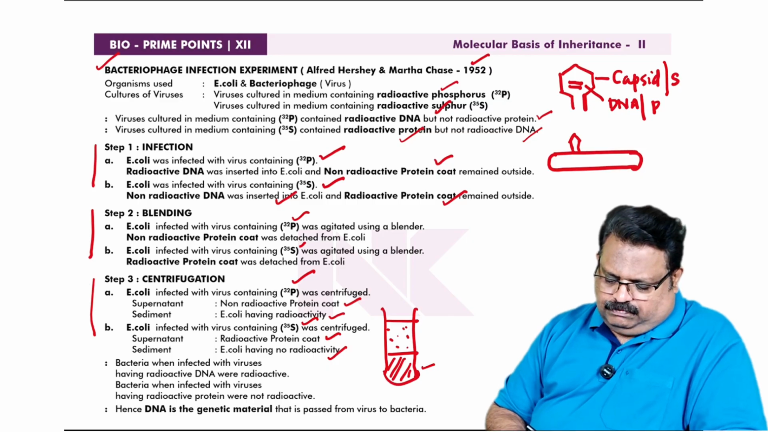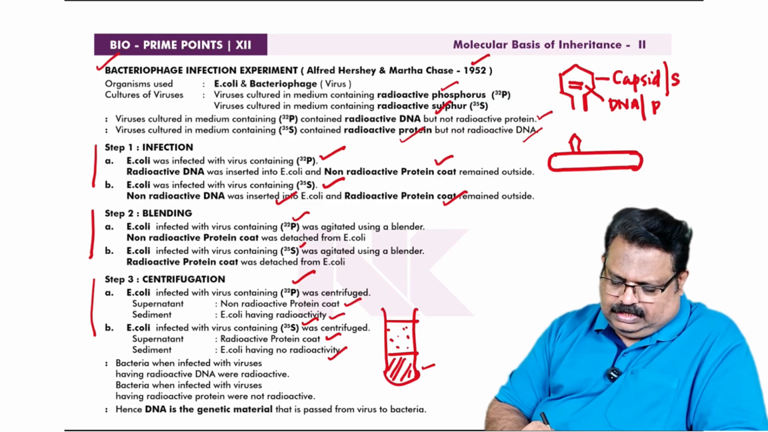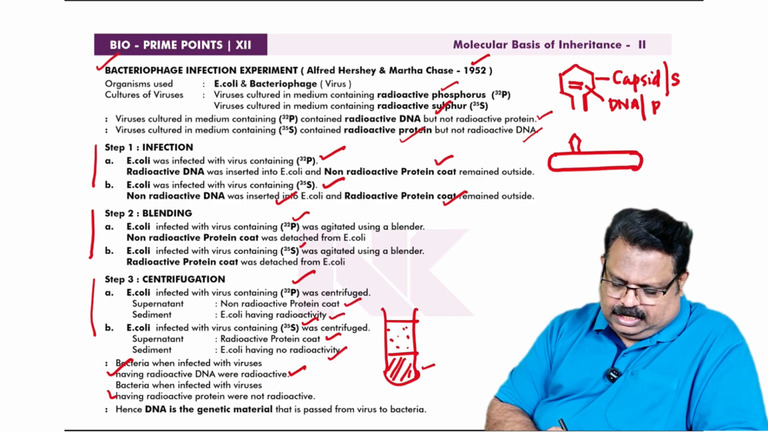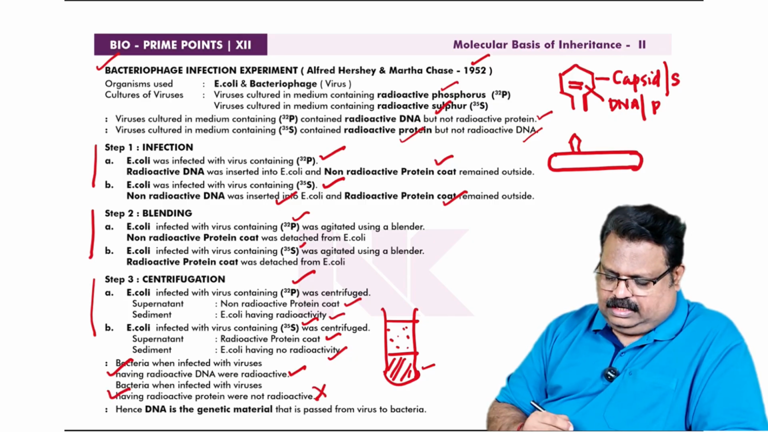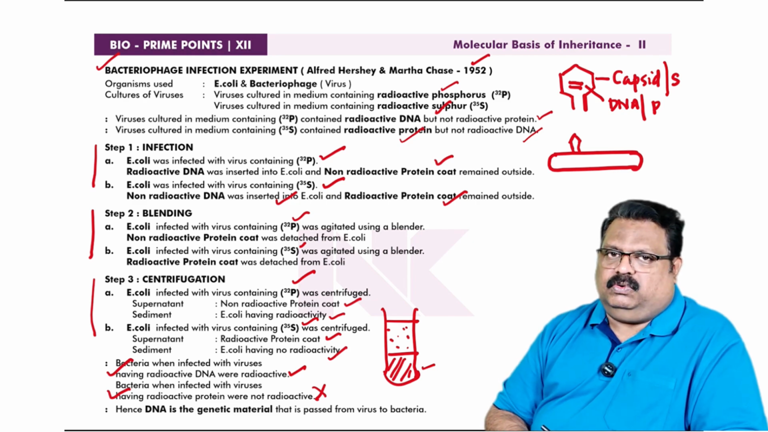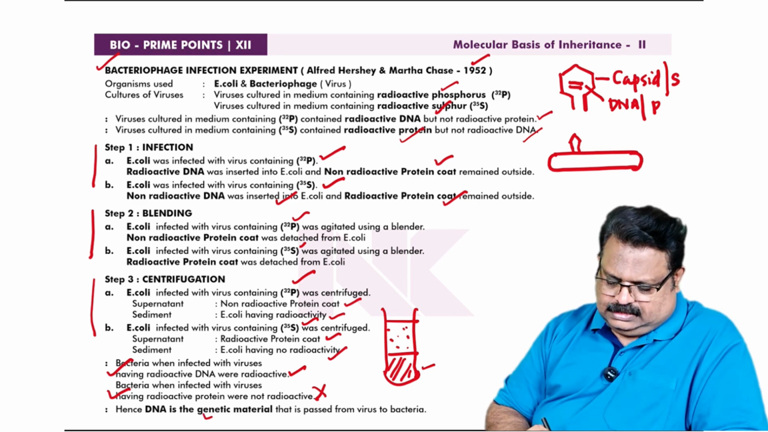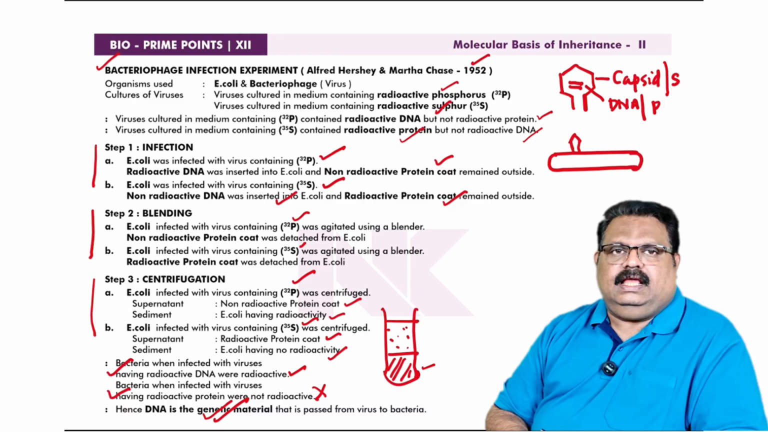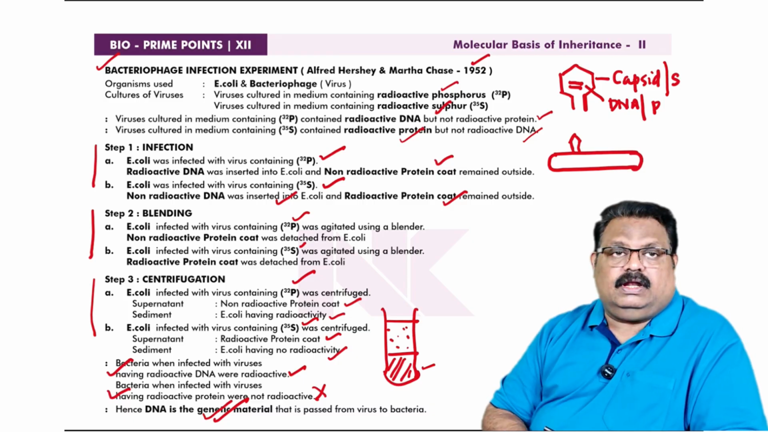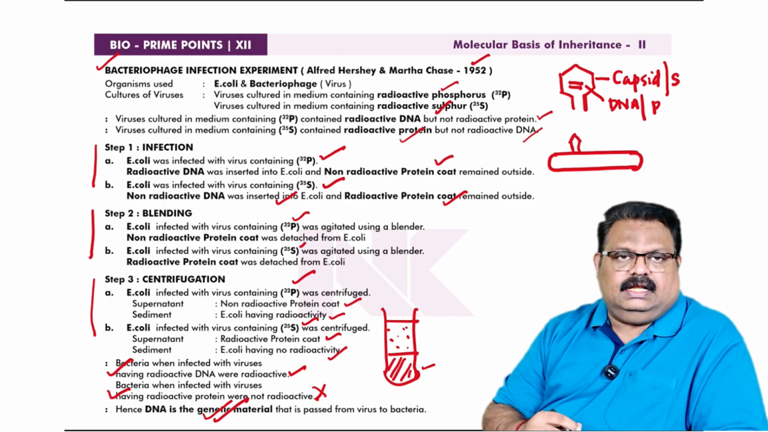So bacteria, when infected with viruses having radioactive DNA, were radioactive. Bacteria, when infected with viruses having radioactive protein, were not radioactive. So radioactivity can be induced in the E. coli only through the agency of DNA, not through the agency of protein. That is why DNA is considered to be the genetic material which is passed from virus to bacteria. It's a very important experiment. You have to study all the details.